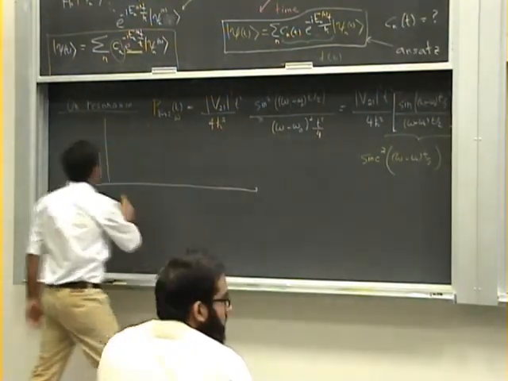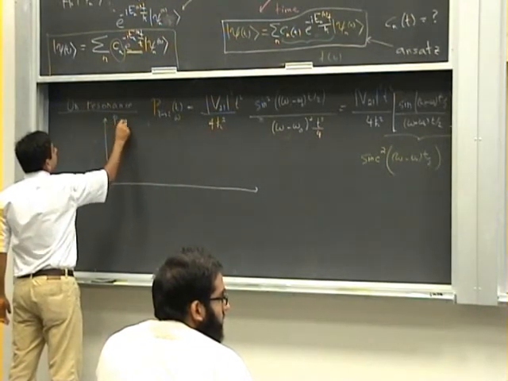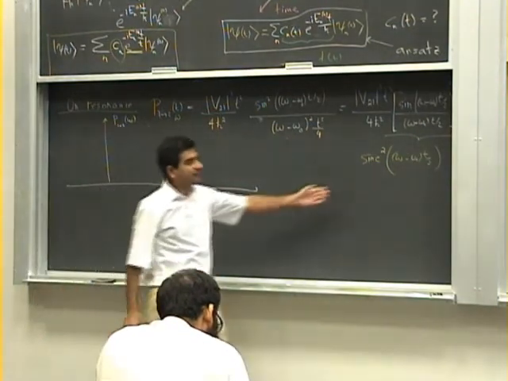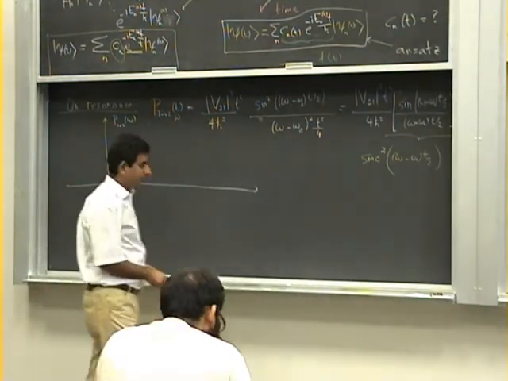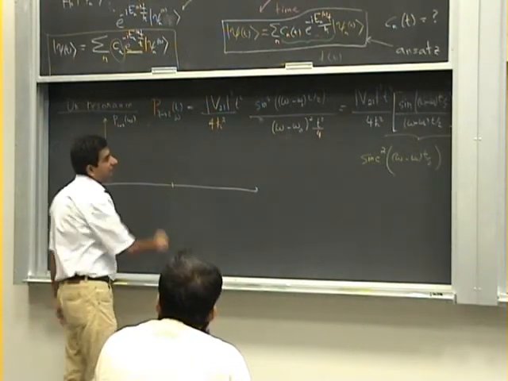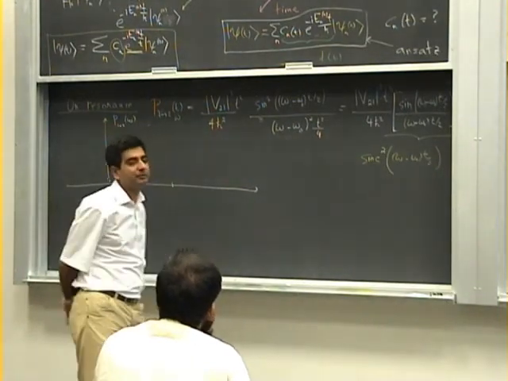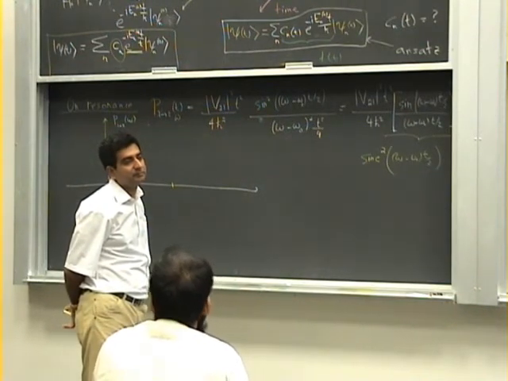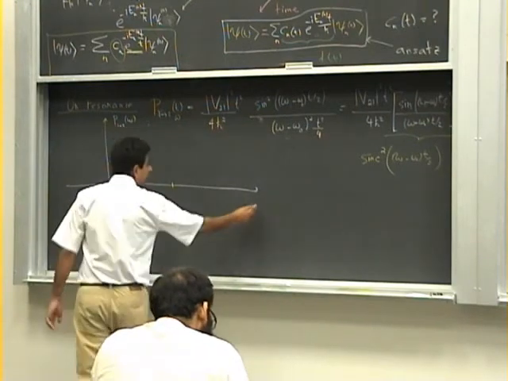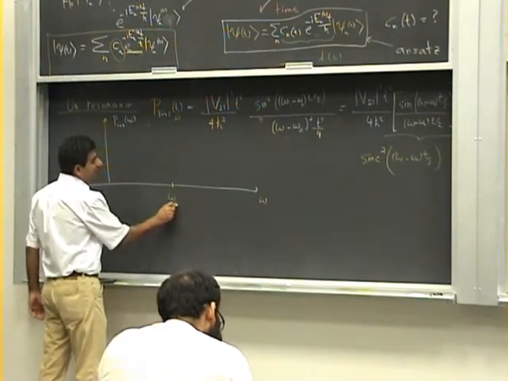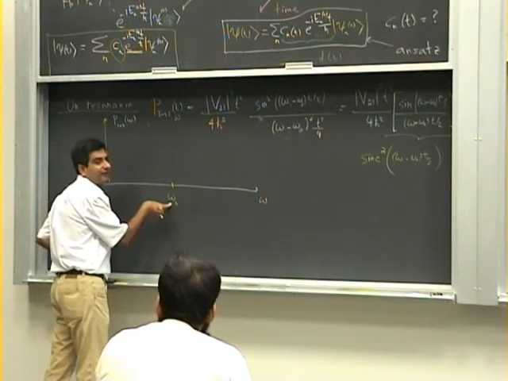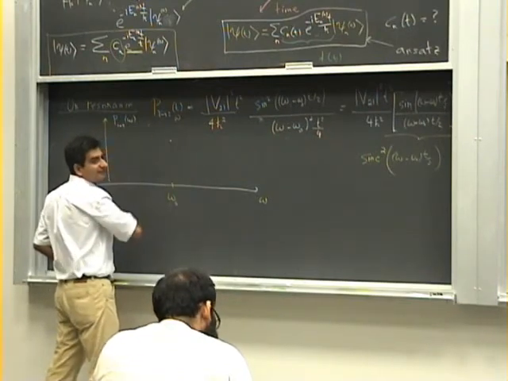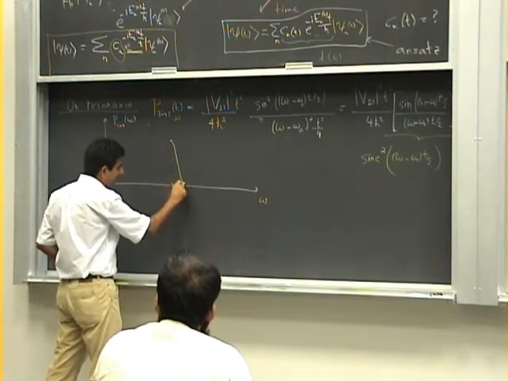the probability of making a transition from 1 to 2, and I will plot it as a function of omega, I'll simply have to plot a sinc squared function. Okay? So where does this function peak? At what value of omega? Omega naught. So this is my omega axis. When my incoming radiation is perfectly on resonance with the system, that is when omega is equal to omega naught, this function peaks. And the function looks like this.